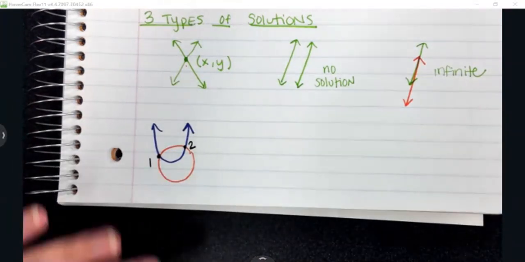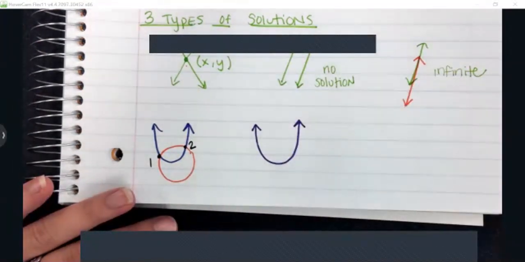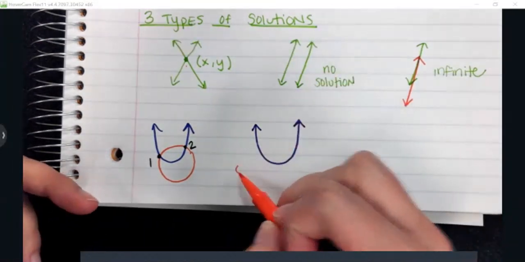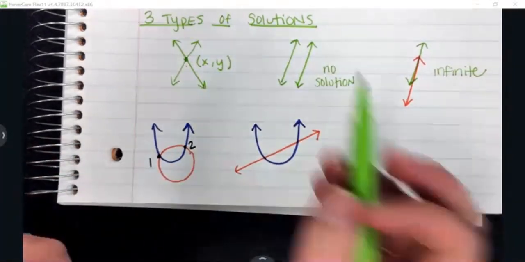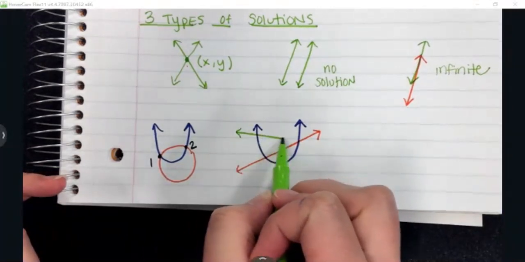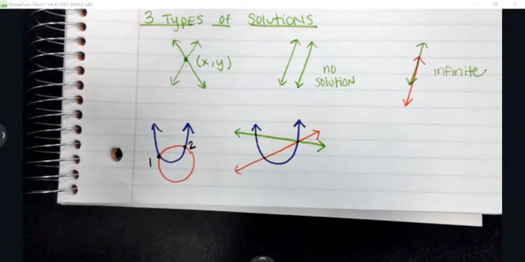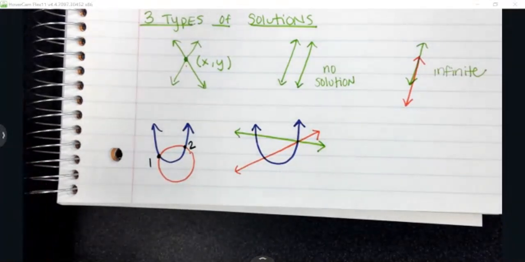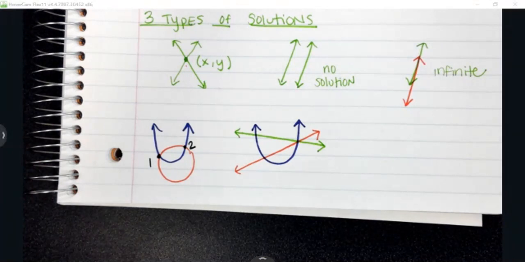Okay? Now let's say I have a parabola. And on my parabola, I have a diagonal line. And I also have another line. How many solutions does that graph have? I hear 3. I hear what else? You're lying to me. We'll get there.